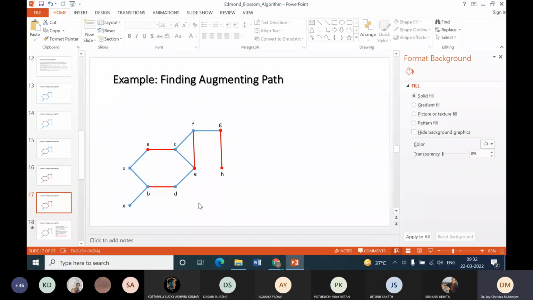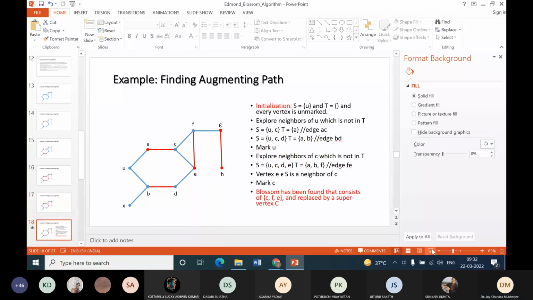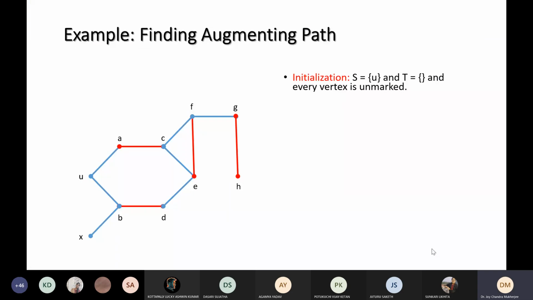So what do I do? I make two partitions. One is called S, another is called T. Initially S contains U, the unsaturated vertex. The partition T is null. T is a set which doesn't contain any vertex, and every vertex in the graph is unmarked initially. So some flag is being used. Suppose the flag is 0 for all the vertices. We say every vertex is unmarked.